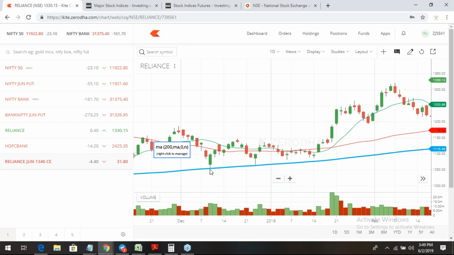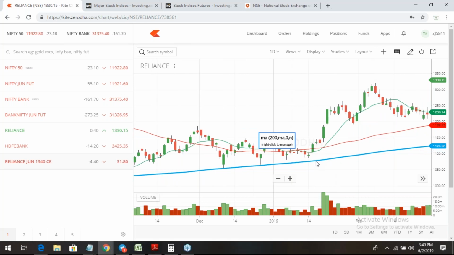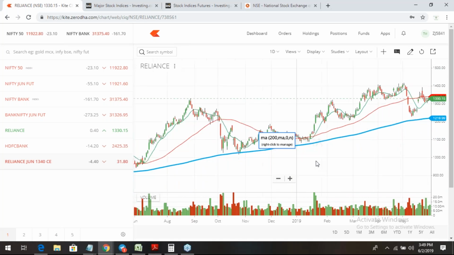See, exact touch on 200 SMA, again goes up. Again exact touch on 200 SMA, again goes up. Not yet broken 200 SMA. So Reliance is the best stock. Reliance works well on 200 SMA. Understood?